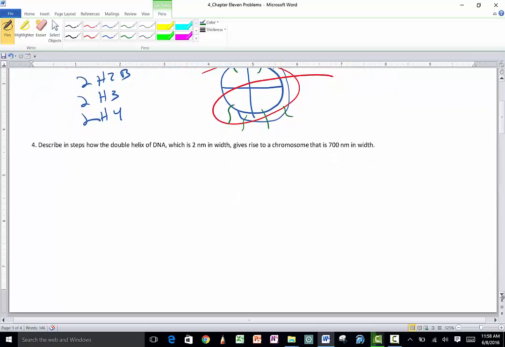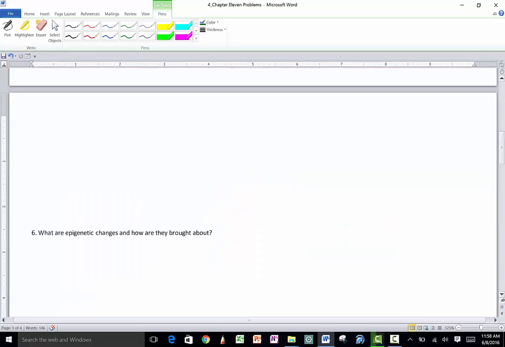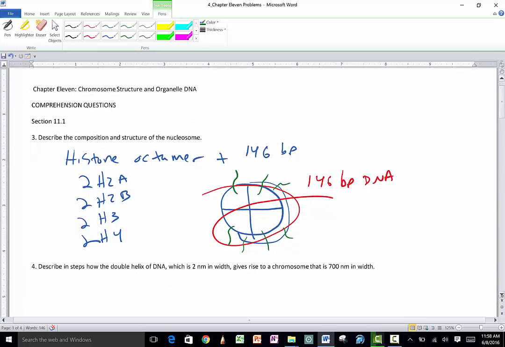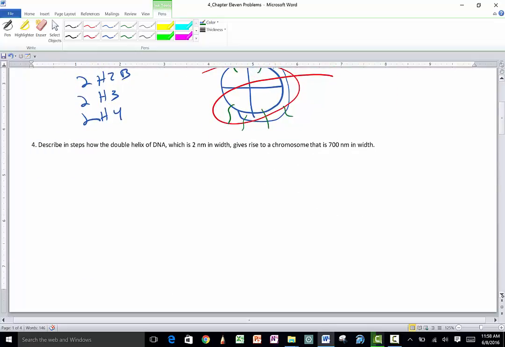Describe in steps how the double helix of DNA, which is 2 nanometers in width, gives rise to chromosomes at 700 nanometers in width. Alright, so that's going from DNA. So we've got our double helix, which is 2 nanometers, and we're eventually getting to a chromosome that's 700 nanometers. They're talking about one chromatid being 700 nanometers. So what happens between here and there?